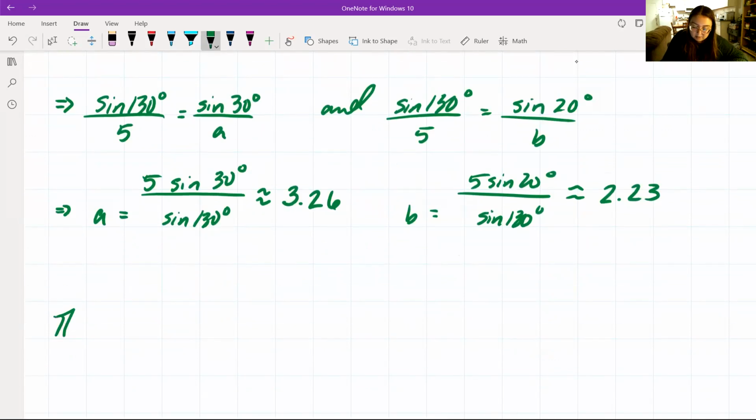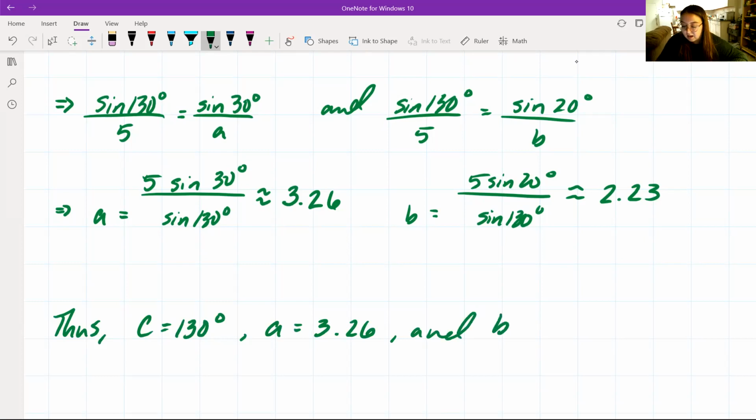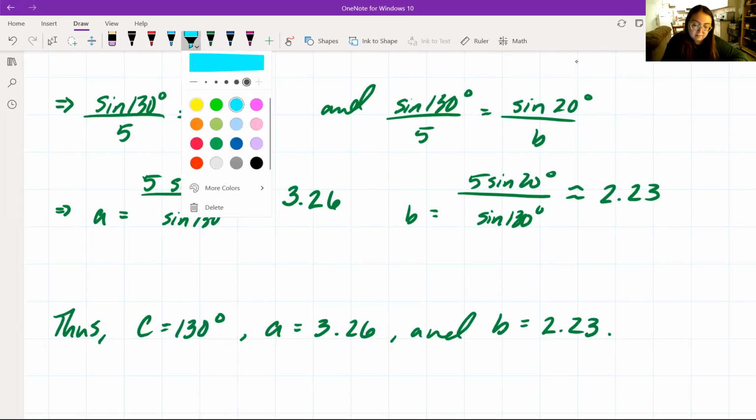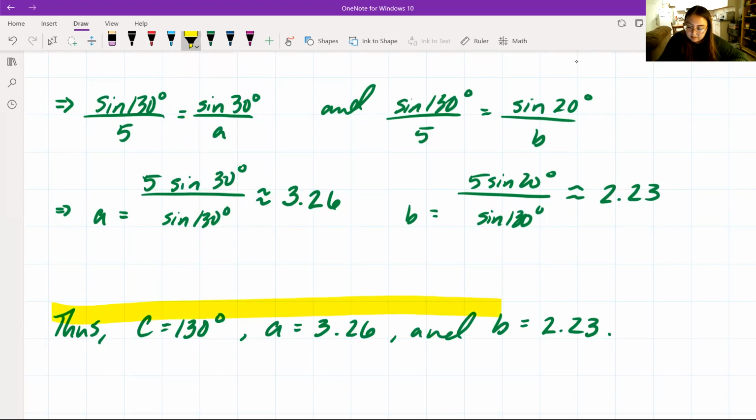So in our final statement, we can say thus C is equal to 130 degrees, A was equal to 3.26, and B is equal to 2.23. And these were our final answers.